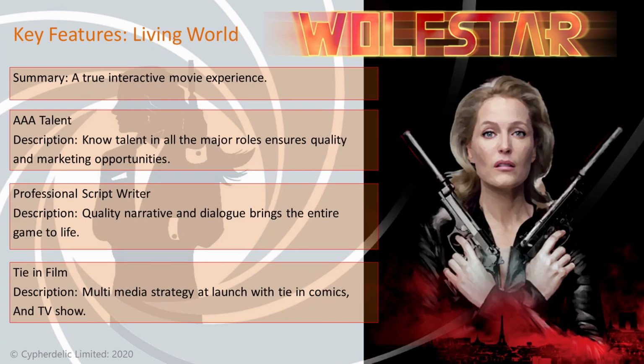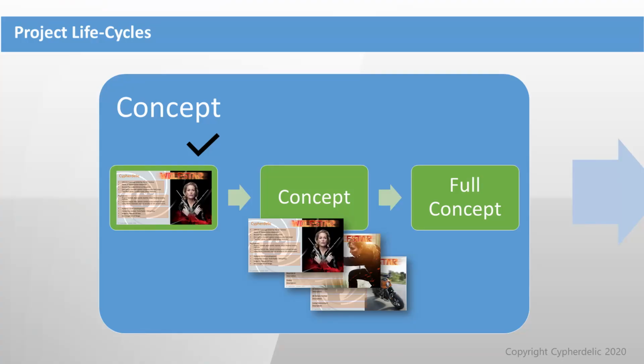And the third is trying to talk about how we're going to make that interactive movie. It's all about production. We're going to bring in AAA talent. We're going to get a professional scriptwriter, who we're going to try and tie in a cross-media way to have a tie-in film, comic, or TV show strategy. And when we present that to our imaginary studio boss, of course, because we want to get through each phase very quickly in this video, we get the green light to go to full concept.